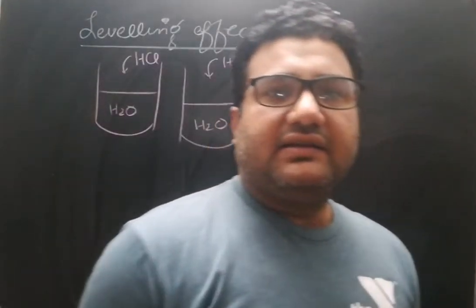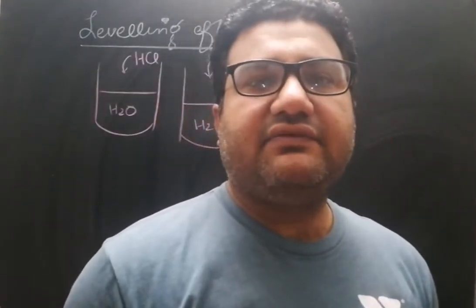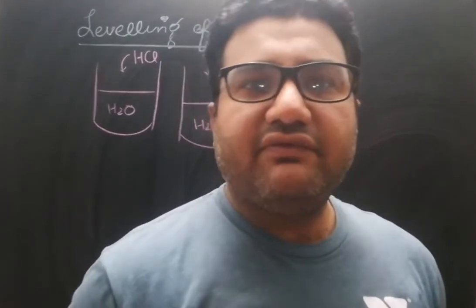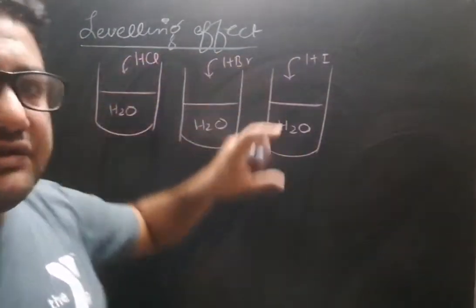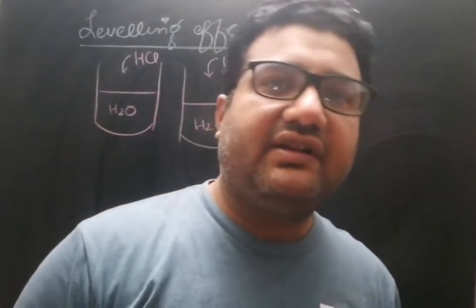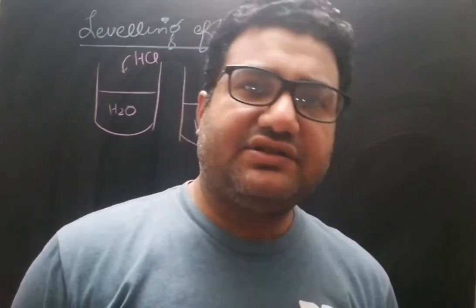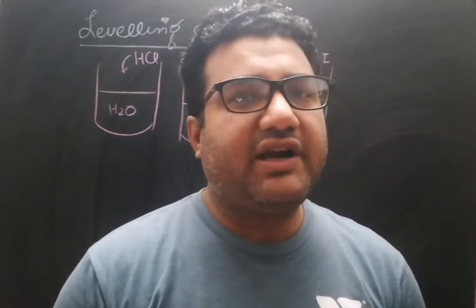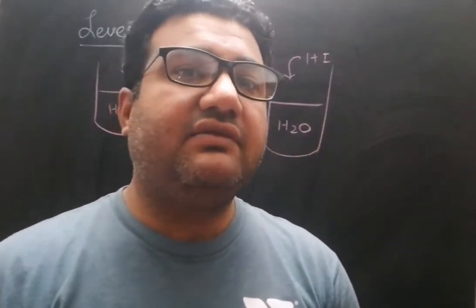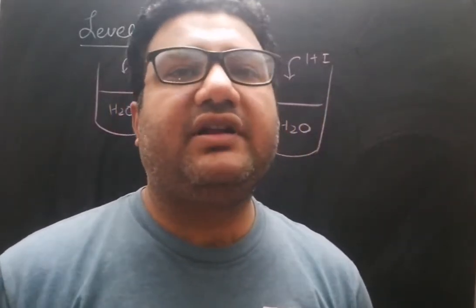By adding these 3 different acids in water, can we compare their relative acidic strength? Can we tell which acid is stronger and which acid is weaker? Whether HCl is stronger, or HBr, or HI, which one is relatively stronger as compared to the others? By dissolving these acids in water, we cannot get any information about their relative strength.